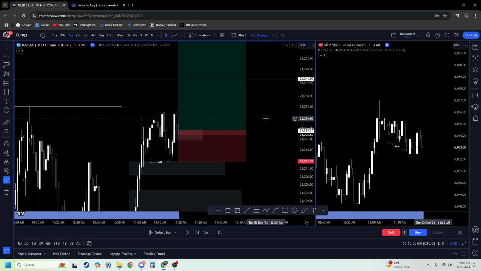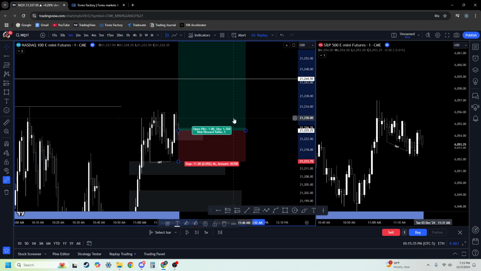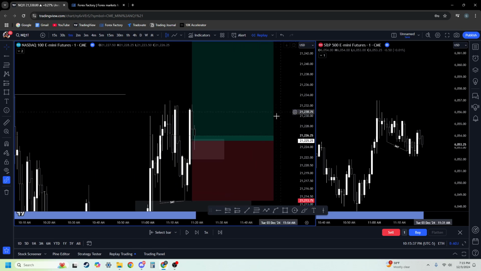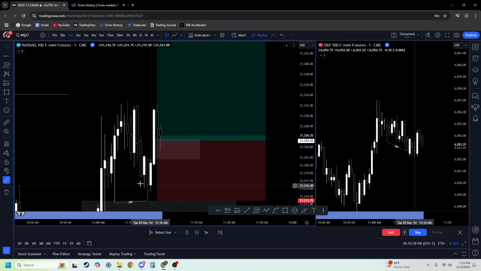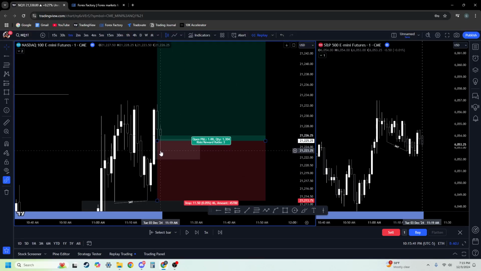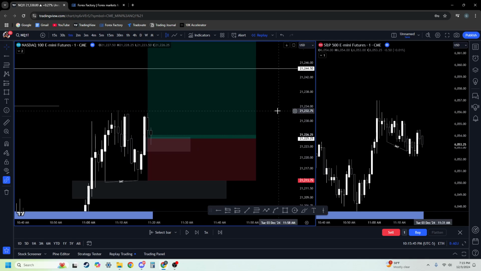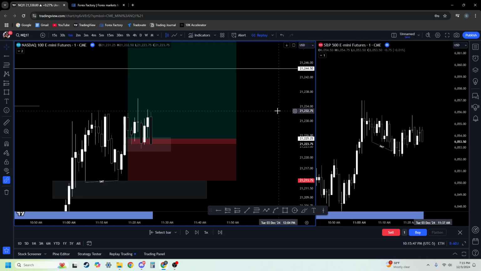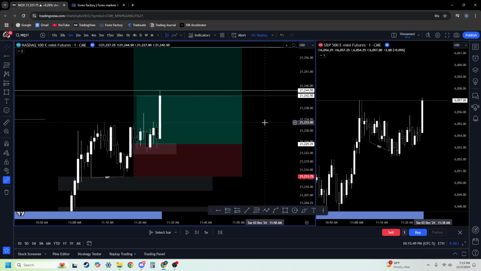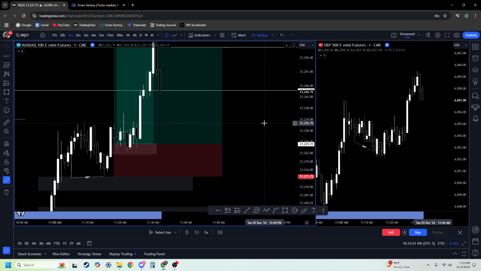So let's see what happens. Boom, price tags you in. Another thing you gotta pay attention to, see how price rejected it, see how price wicked down here and closed all the way back here. That's what we want to see. We want to see price respect these. And playing around, then boom, big move. Took out one high, took out the other.